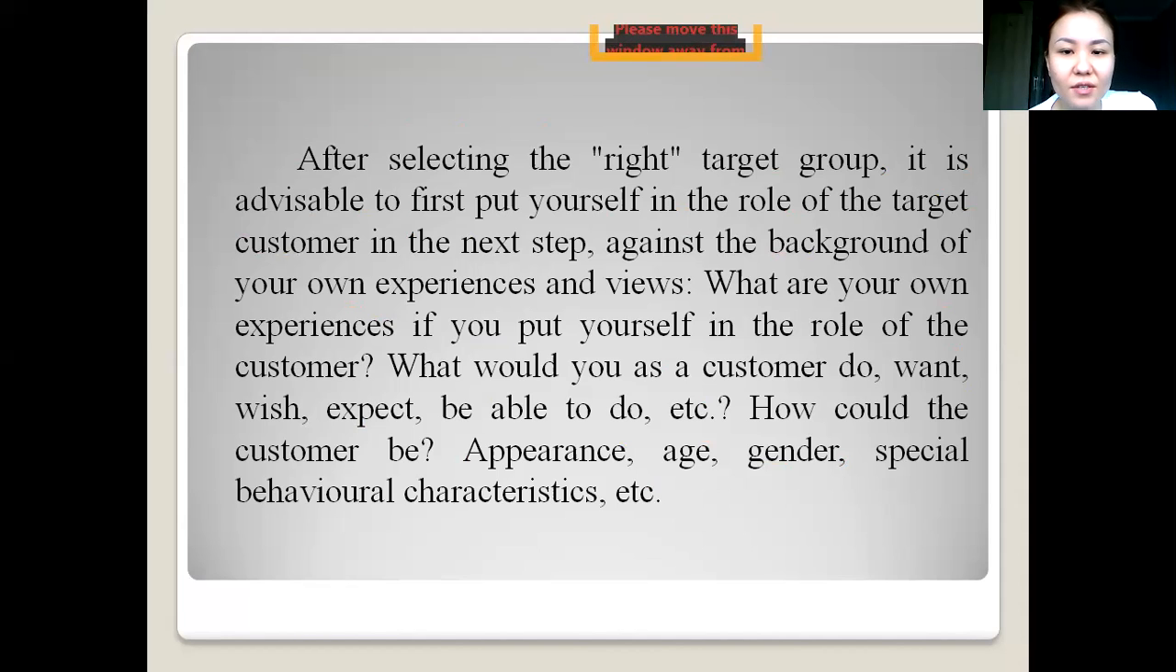After selecting the right target group, it's advisable to first put yourself in the role of the target customer in the next step, against the background of your own experiences and views. What are your own experiences if you put yourself in the role of the customer? What would you as a customer do, want, wish, expect, be able to do, et cetera? How could the customer be? Appearance, age, gender, special behavioral characteristics, et cetera.